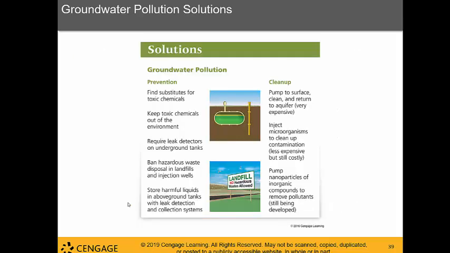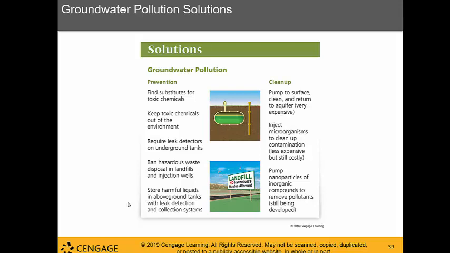Here are some potential solutions to preventing groundwater pollution. We need to find substitutes for toxic chemicals and use things that fill the same purpose but don't cause as many problems for aquatic life or for the humans that want to drink that groundwater. We also want to prevent these chemicals from ever entering the groundwater, okay? So maybe containing them when we use them and finding a way to break them down on land before they enter the water is a good idea.